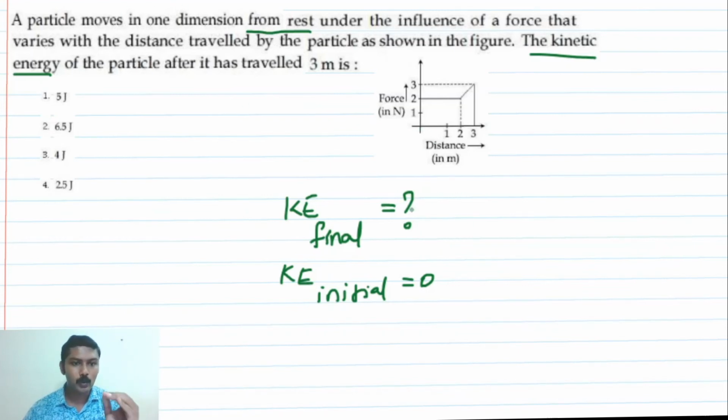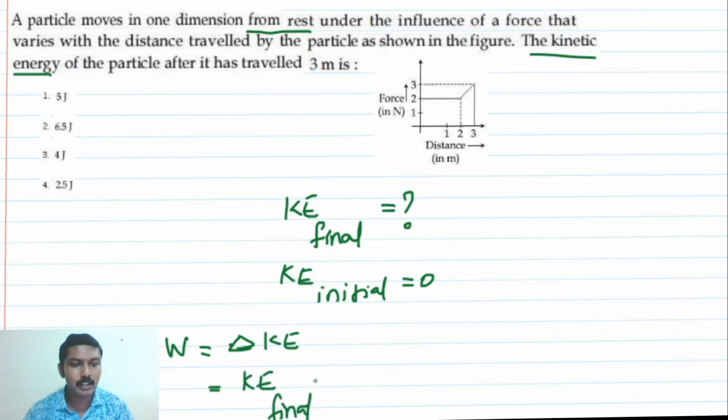Let's find out what is the final kinetic energy. Before we find out the kinetic energy, we first have to find out what is the work done. According to the work energy principle, the work done is equal to the change in the kinetic energy. So I can say that the work done is equal to the final kinetic energy minus the initial kinetic energy. I can write it as KE final minus KE initial.